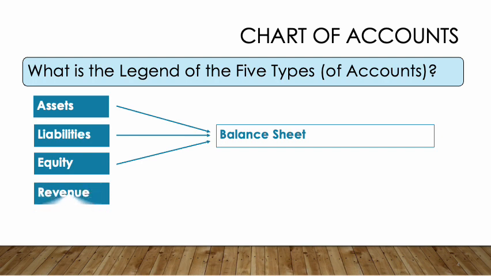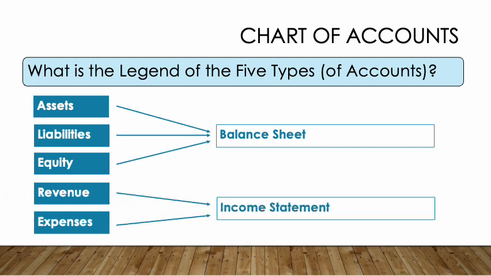The final 2 types of accounts are known as revenues and expenses. And these 2 items go into the creation of the company's income statement. And so what I'd like to do now is look at each of these accounts in more detail, and I'll talk a little bit about each of them.